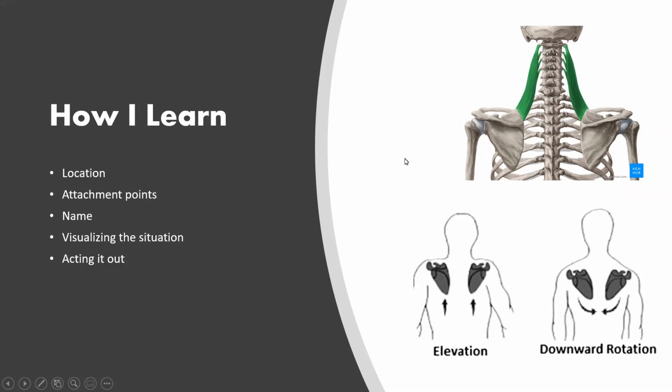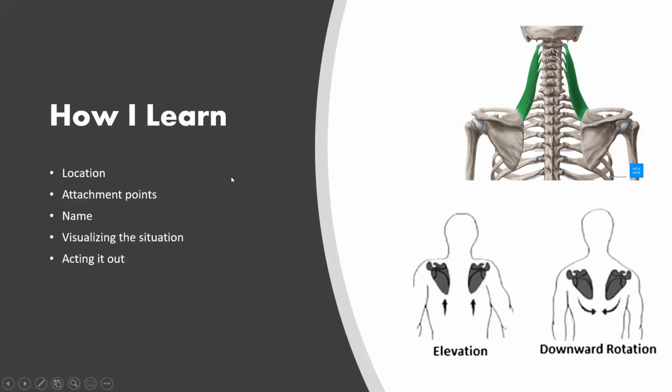So the attachment points. This is one of the most crucial parts of knowing muscle motion. As we can see here, for my example, I'm looking at the levator scapulae, and it is attached to the cervical vertebrae, and it is also attached laterally to the superior angle of the scapula.